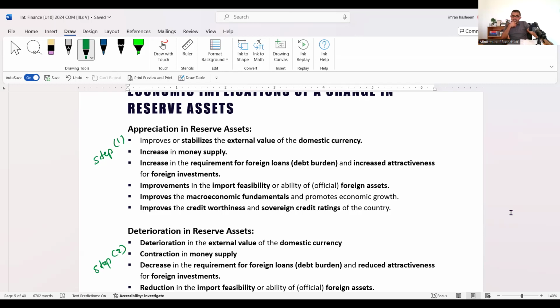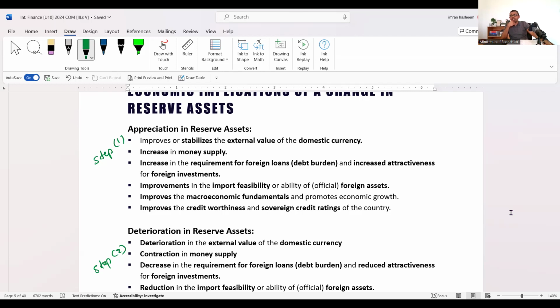Increase in money supply, because when the reserve assets of the central bank increase, when the asset side of the central bank balance sheet increases, equal to that they will have to increase the liability side. That means there will be an expansion in the money supply. They will print new coins and notes. That's called high powered money, we learn in money and banking. But money supply tends to increase.